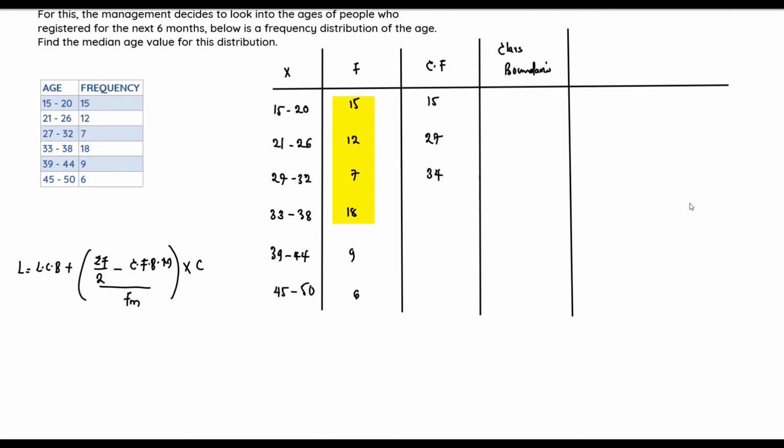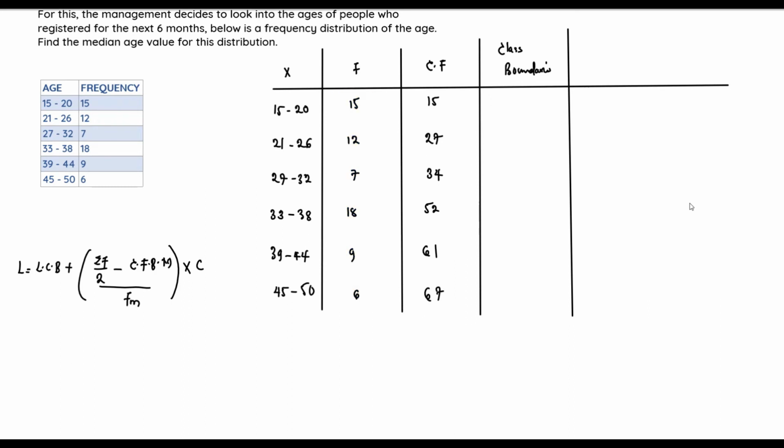So 15 plus 12 plus 7 plus 18 gives us 52. So we have this to be equals to 52. For the next class, we have 39 to 44, so that means we are summing from 9 upwards. That's 9 plus 18 plus 7 plus 12 plus 15, and that gives us 61. And the last class is going to be 6 plus 9 plus 18 plus 7 plus 12 plus 5, and we have our answer to be equals to 67.